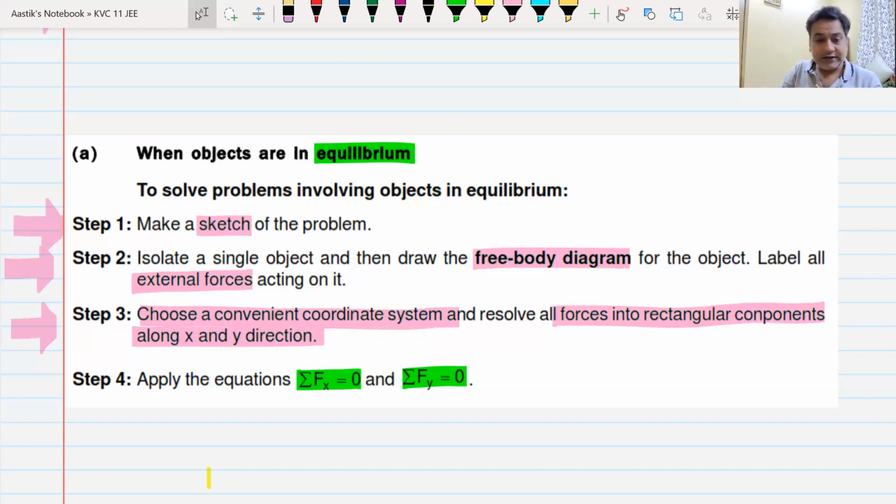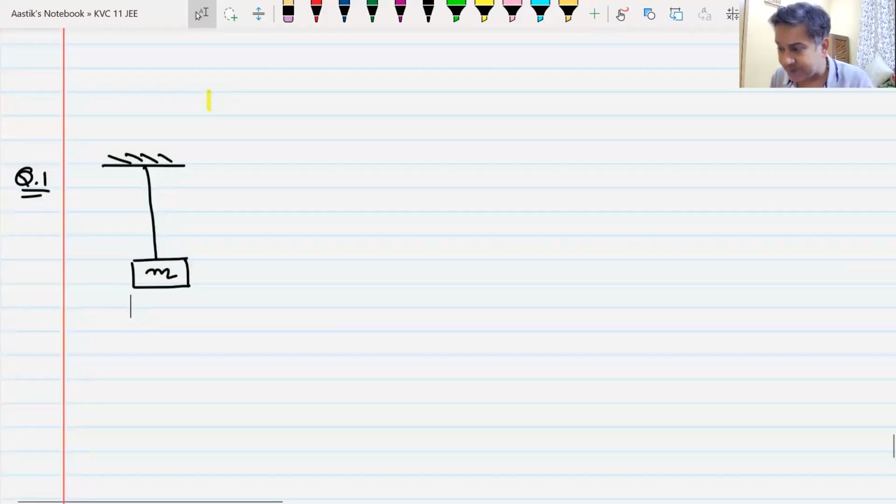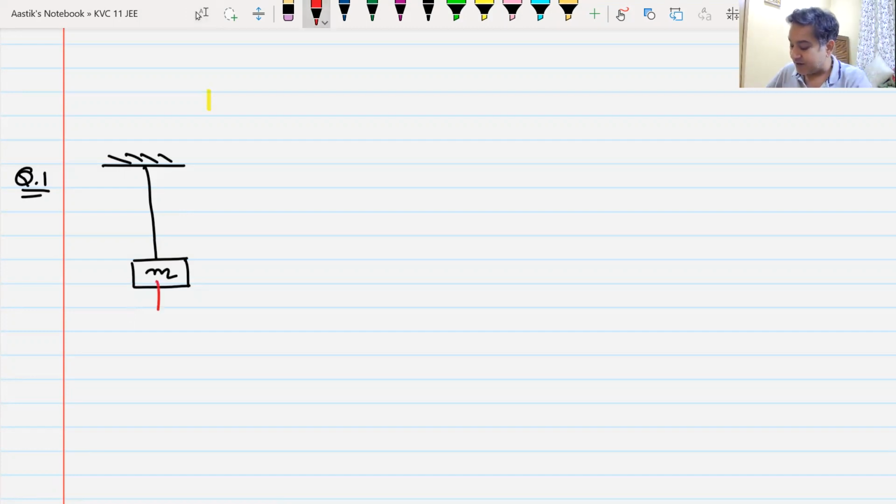Now let us see how we are going to apply those steps on this problem. The first step is to draw the sketch. There is no need to draw the sketch because the sketch is already there. The second thing is to isolate the body. There is only one body, so what is there to isolate? The second step is isolate the body and draw the free body diagram. So let us start with the free body diagram. Mg will be downwards and T would be upwards. We have already drawn that free body diagram.